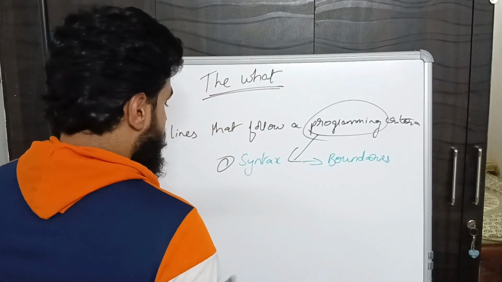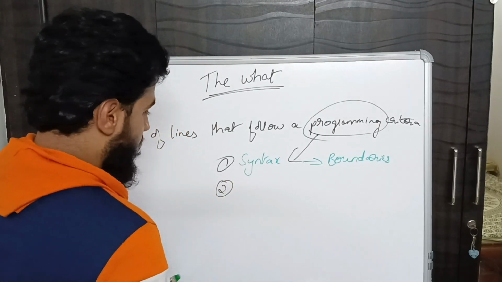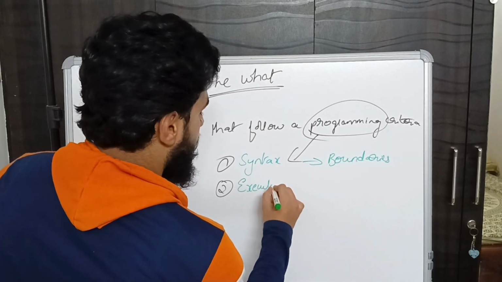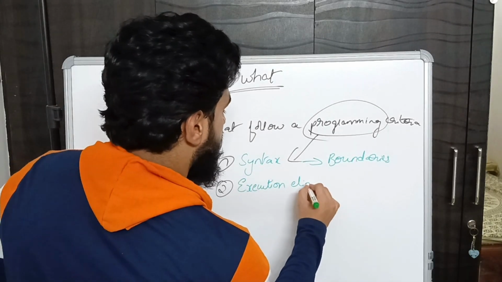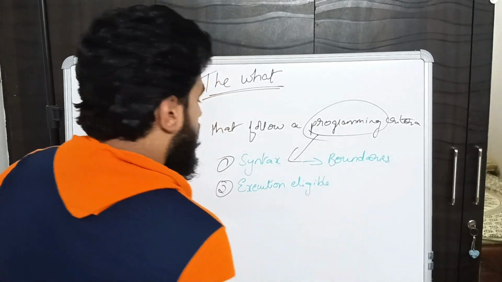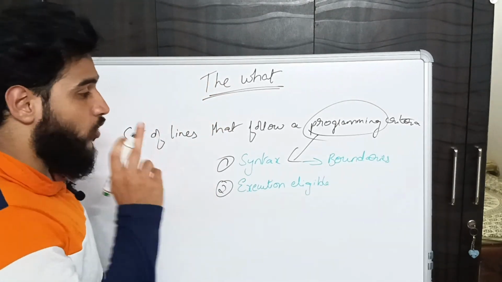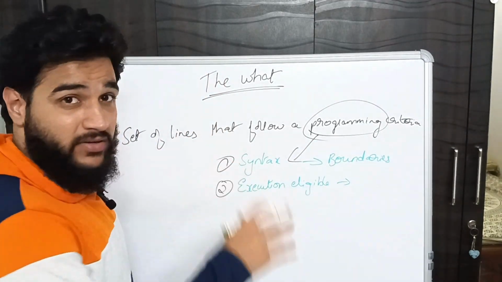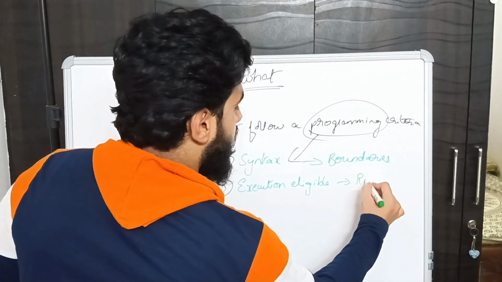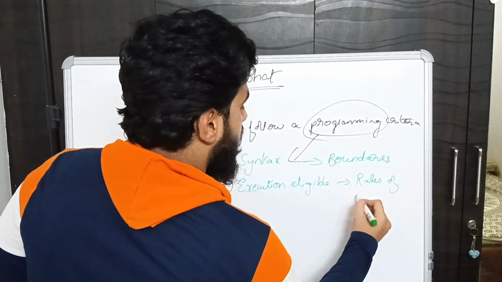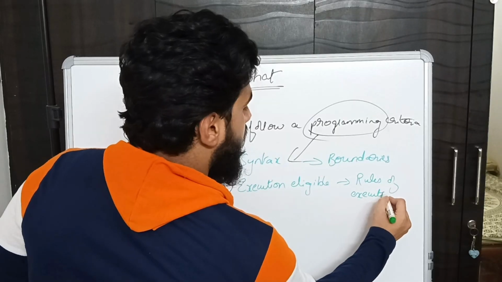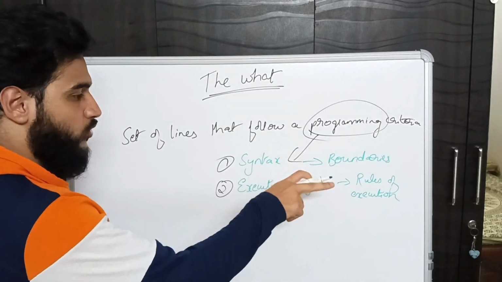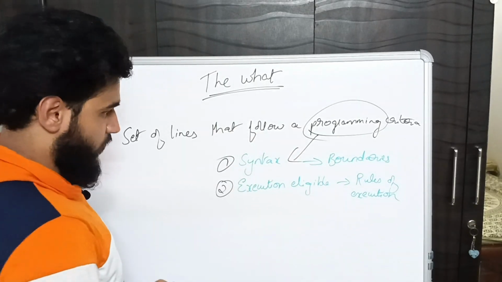And number two, the program should be execution eligible. Now, a program will be execution eligible only if it follows the rules of the programming language that it is being written in. If it successfully follows these rules of execution, then the program will be executed.